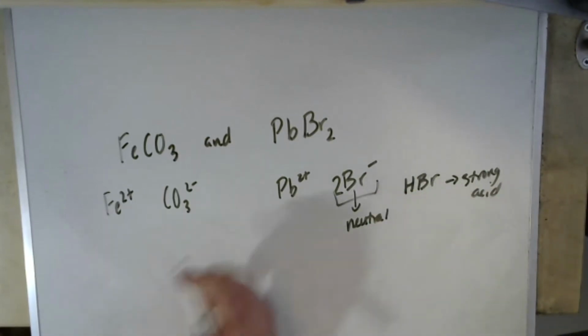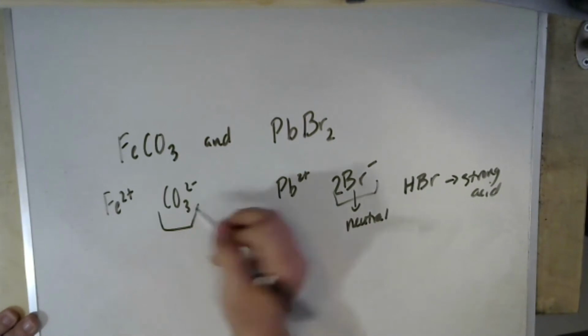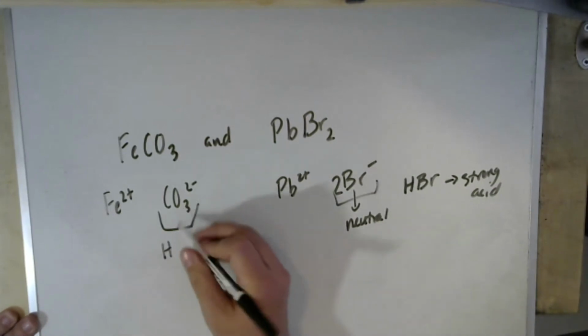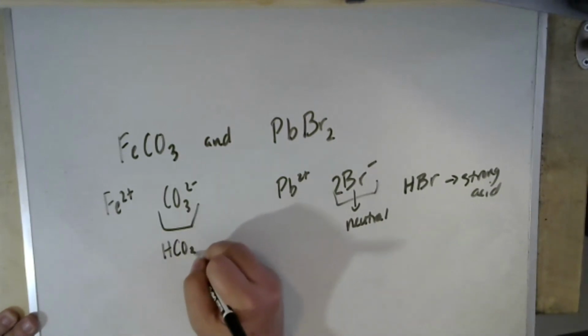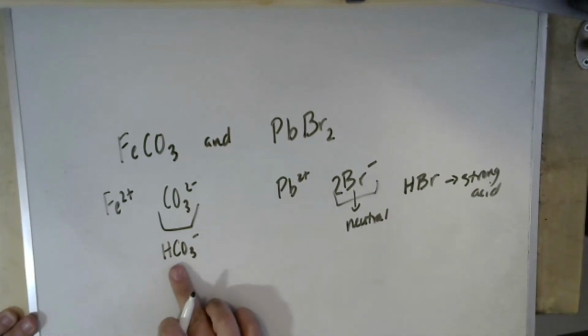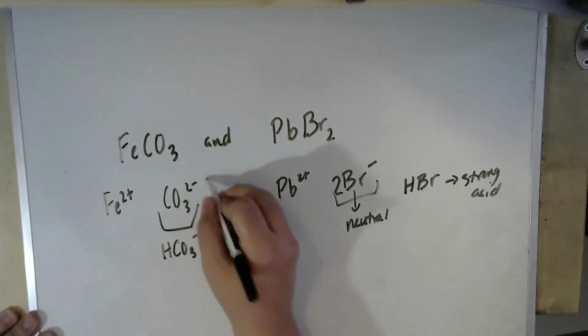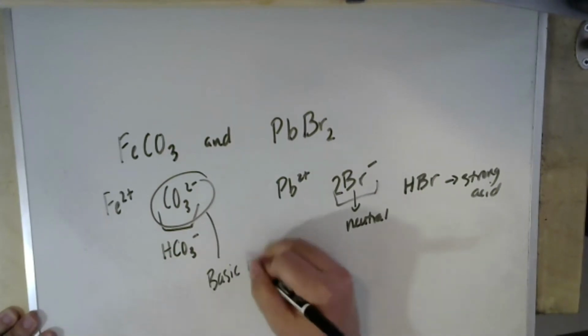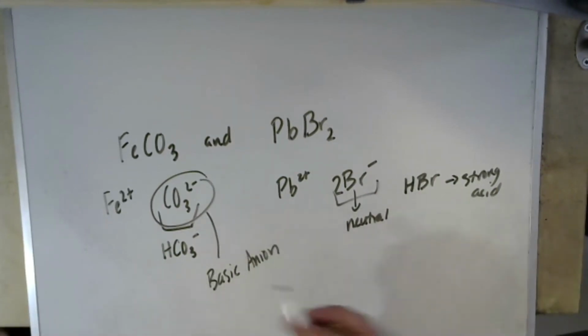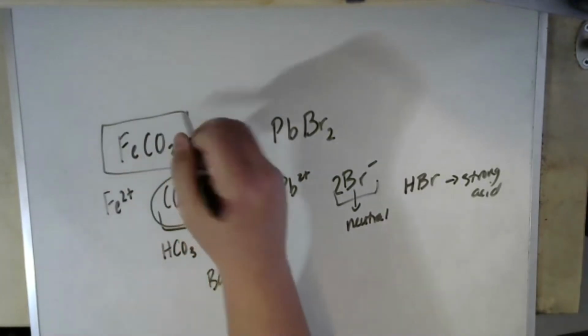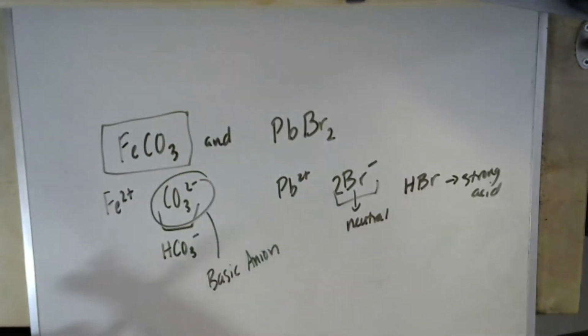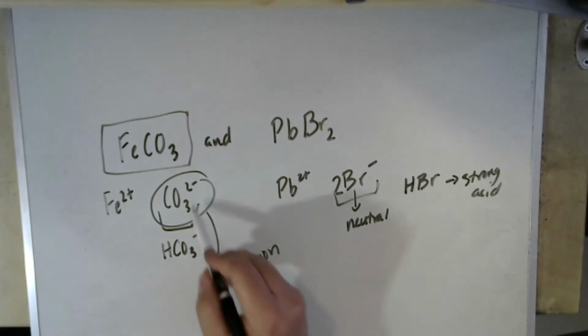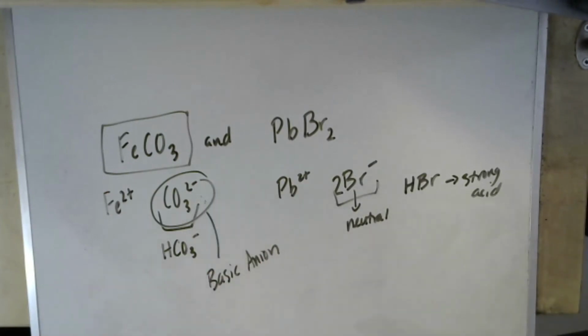Over here, we have the carbonate. If this reacts with the proton, it forms HCO3-. That's a weak acid. That means that the carbonate ion is a basic anion. That means that the FeCO3 will be more soluble in an acid than a base because it has a basic anion, which will want to react with that acid.